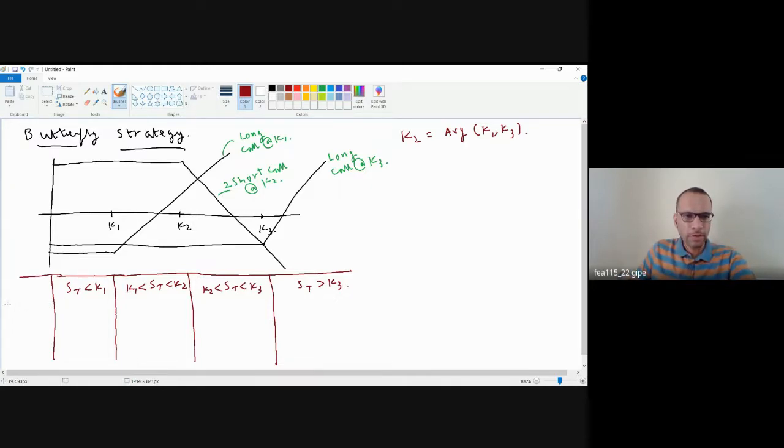So we have a long call at K1. So this is K1. Long call at K3. Two short calls at K2. I write it in small letters so that the space is sufficient. And a line separating these.